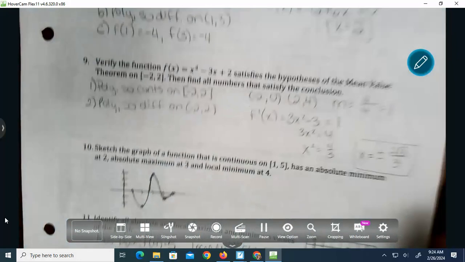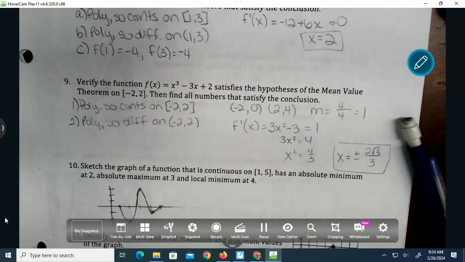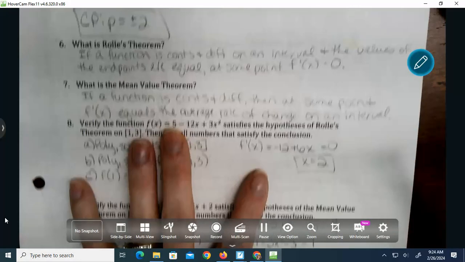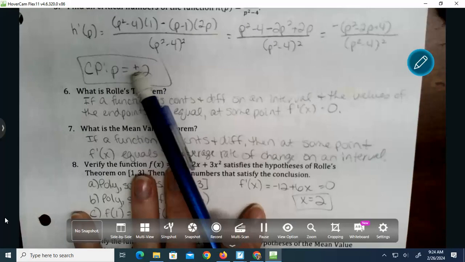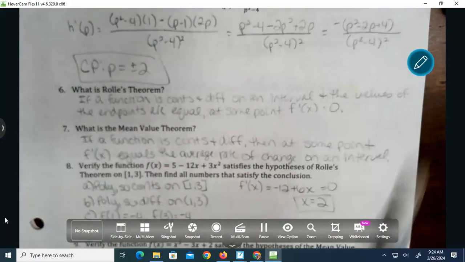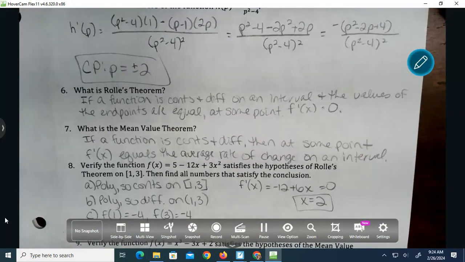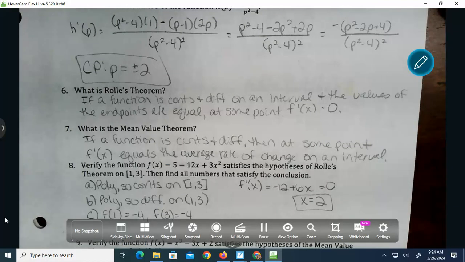Let's work backwards. We'll just kind of quickly go through the answers and see if we need to talk about anything. Number 5, your critical points are plus and minus 2. The top is a quadratic, but it doesn't factor nicely. If you do the quadratic formula, you get imaginaries. So the only critical points are when the denominator is 0. 6 and 7, Rolle's and mean value theorem. We did those on our other sheet already.